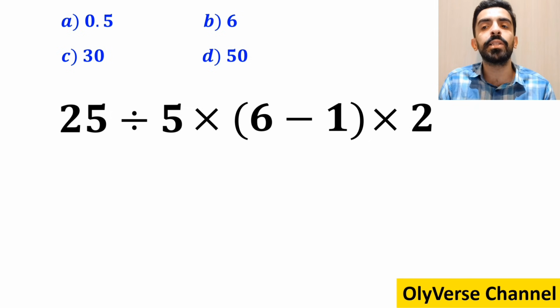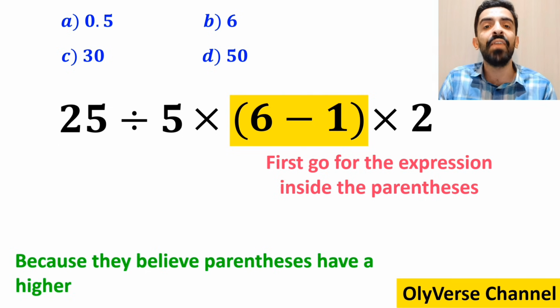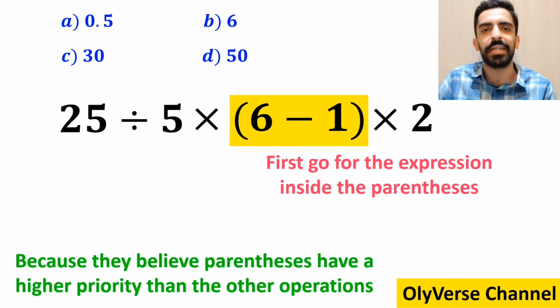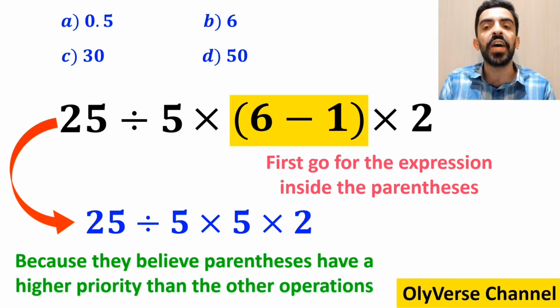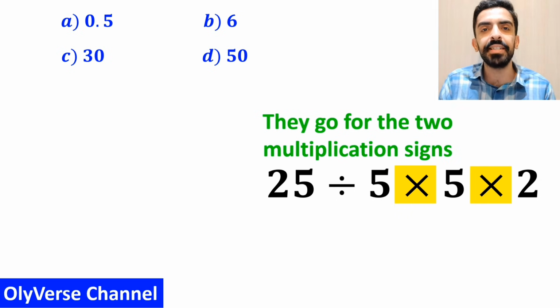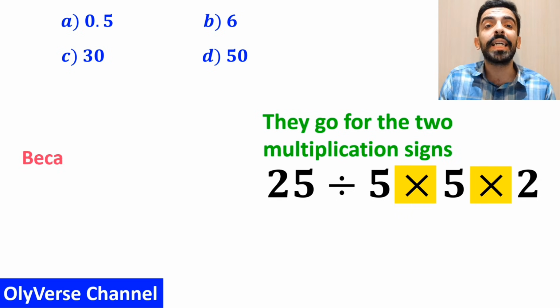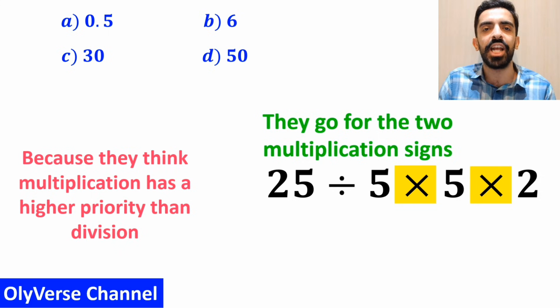Many people, when trying to solve this question, first go for the expression inside the parentheses because they believe parentheses have a higher priority than the other operations. So, they simplify this expression to 25 divided by 5 times 5, then multiplied by 2. And the next step, they go for the two multiplication signs that I've highlighted in yellow because they think multiplication has a higher priority than division.